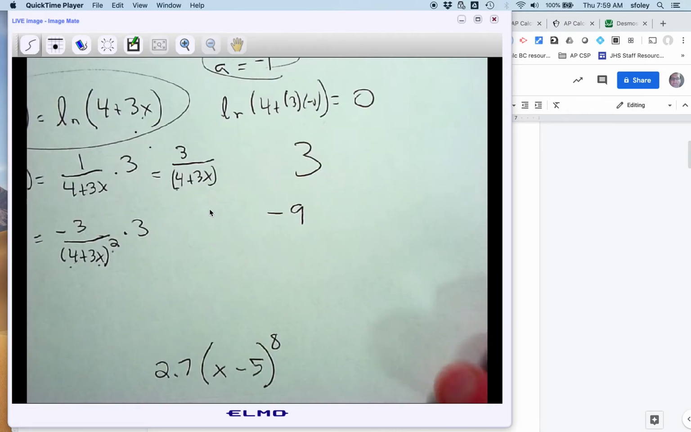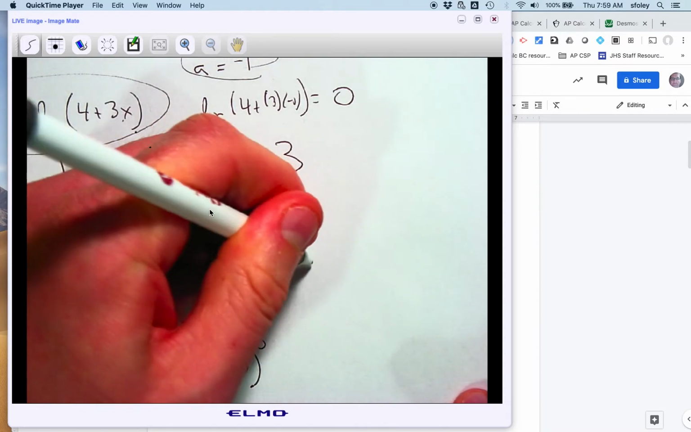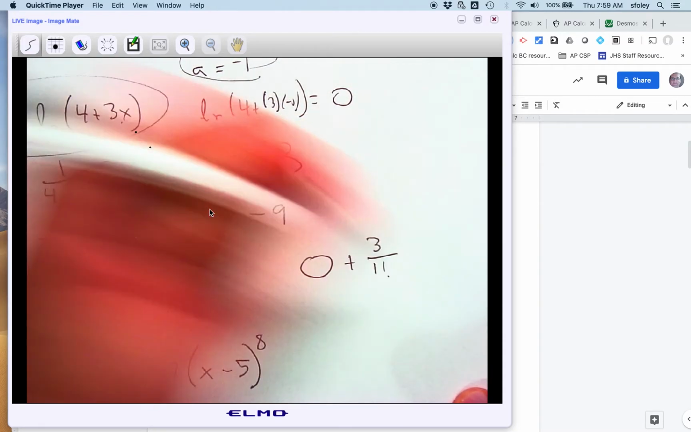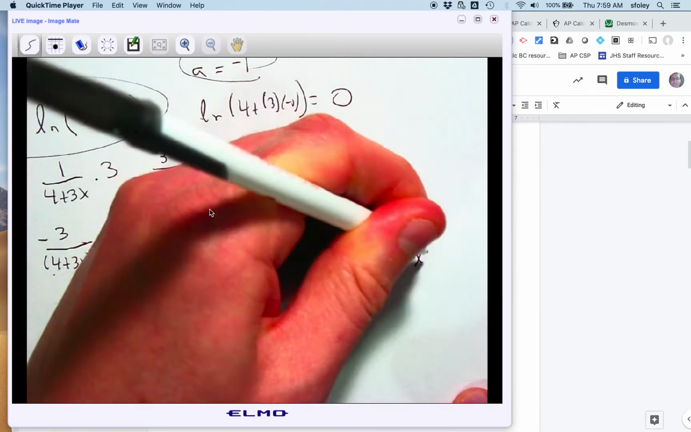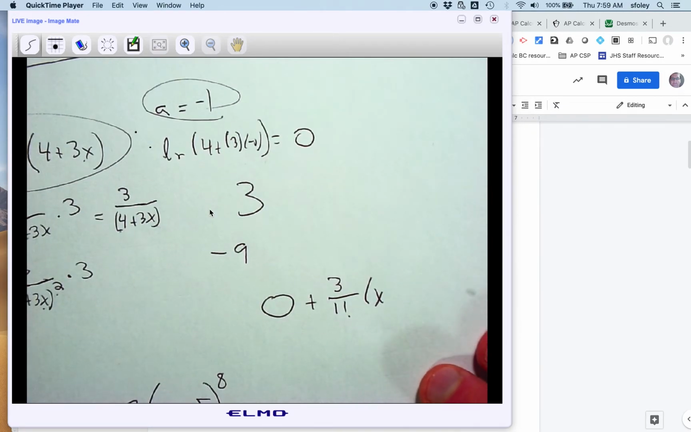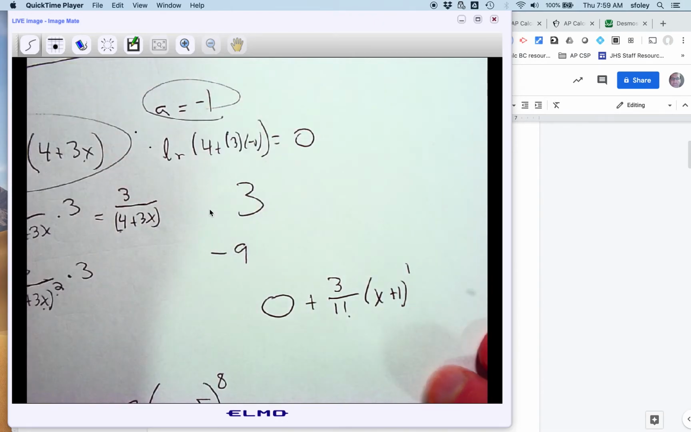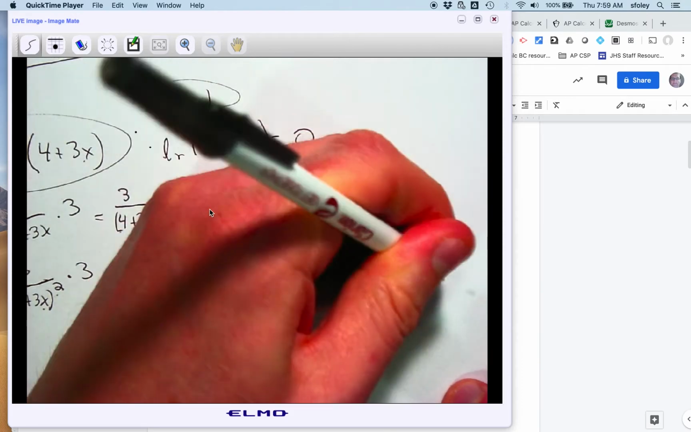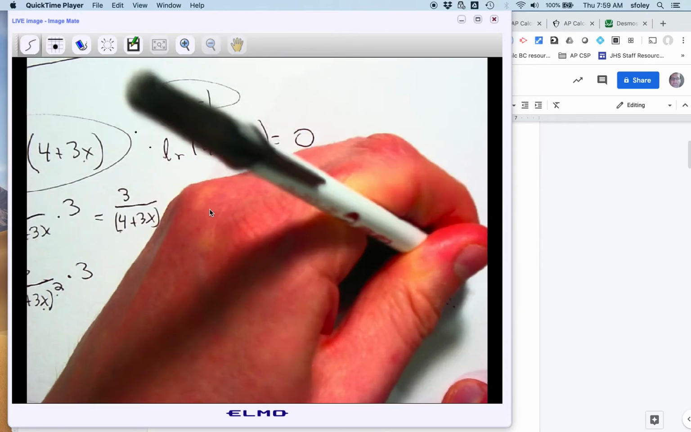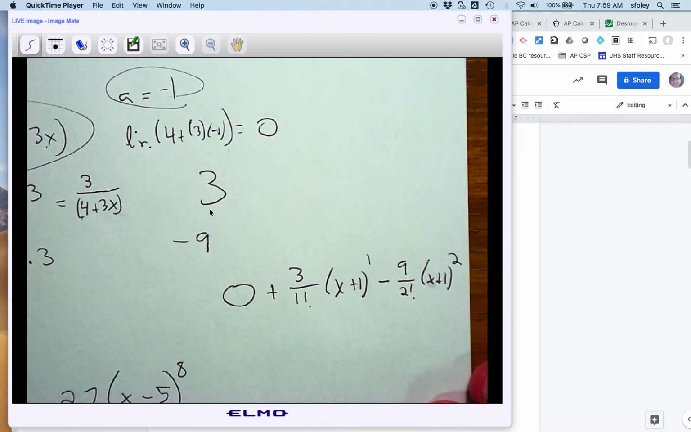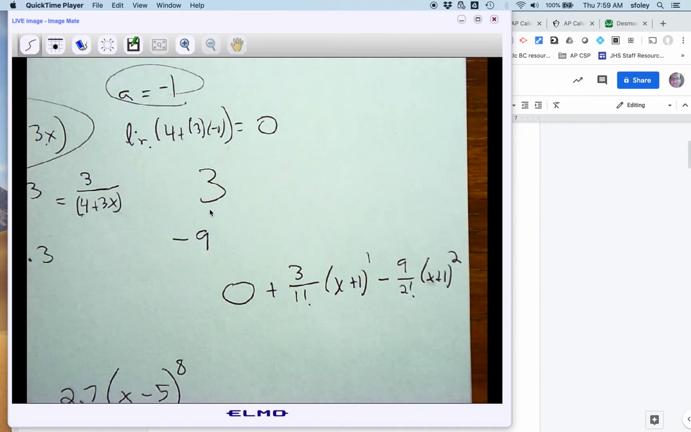And so the second degree Taylor polynomial for this function would be 0, and then plus 3 over 1 factorial times x. And the center is -1, so I'm going to have x plus 1 to the first. And then minus 9 over 2 factorial times x plus 1 to the second. So this is the second degree Taylor polynomial.